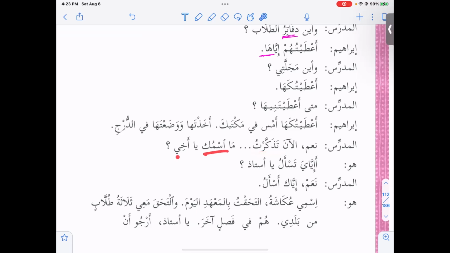The brother says, Iyaya tas'alu, ya ustad? Iyaya, are you asking me, tas'alu, ya ustad? Naam, iyaka as'alu. Naam, iyaka, niya, naam, as'alu ka. But here, naam, iyaka as'alu. We'll do the rest of it, inshallah.